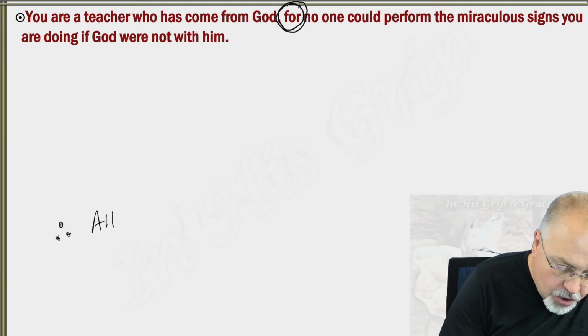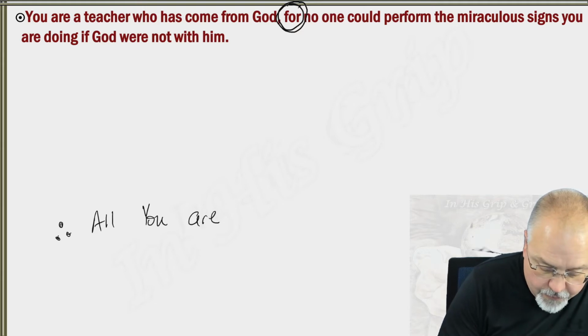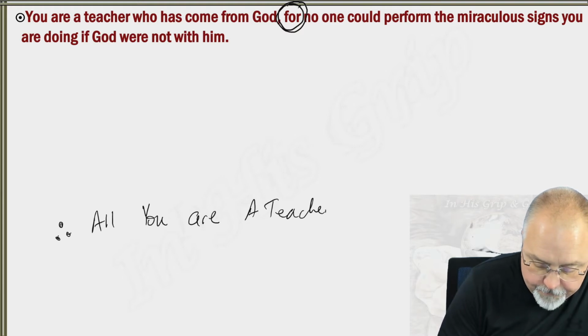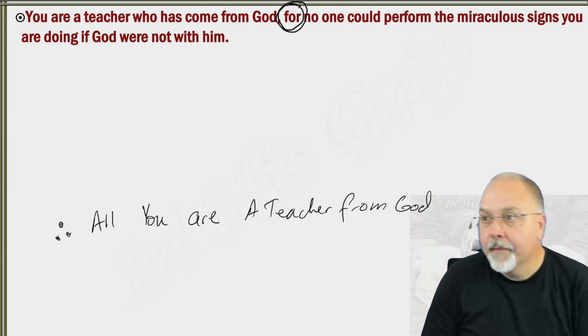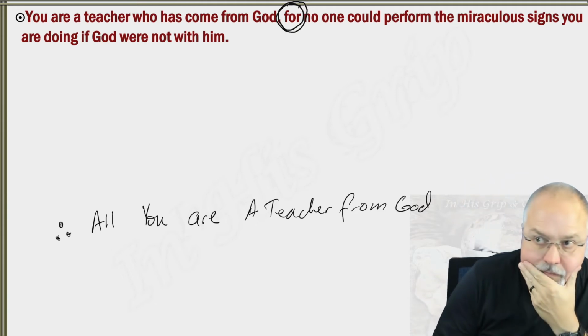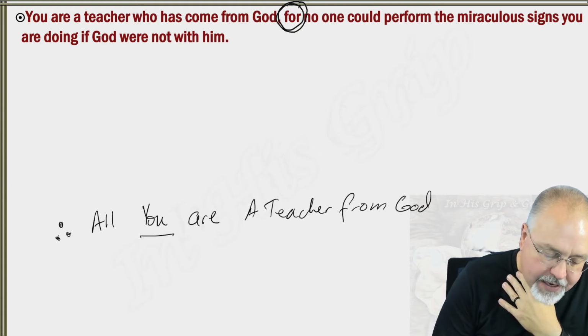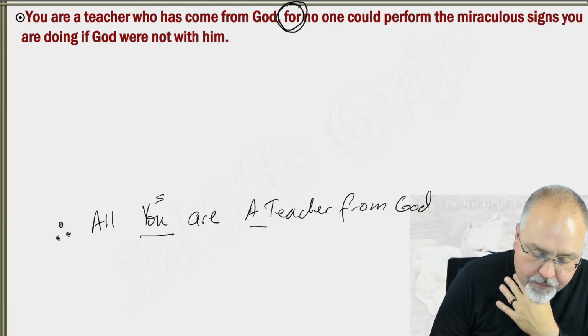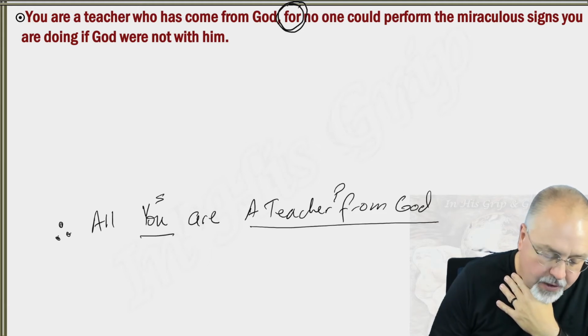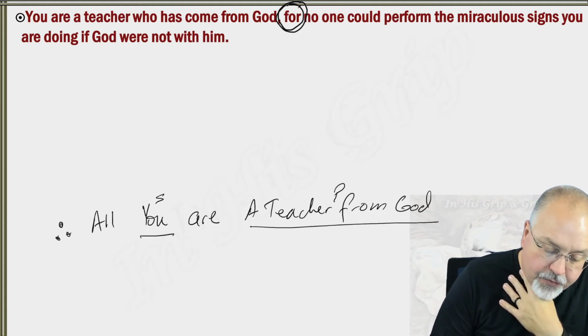all you are a teacher from God. All right? Here we go. Okay. So this is our conclusion. All you, that's right? That's the minor term, and the major term is P. Okay. So we look now at the second statement.